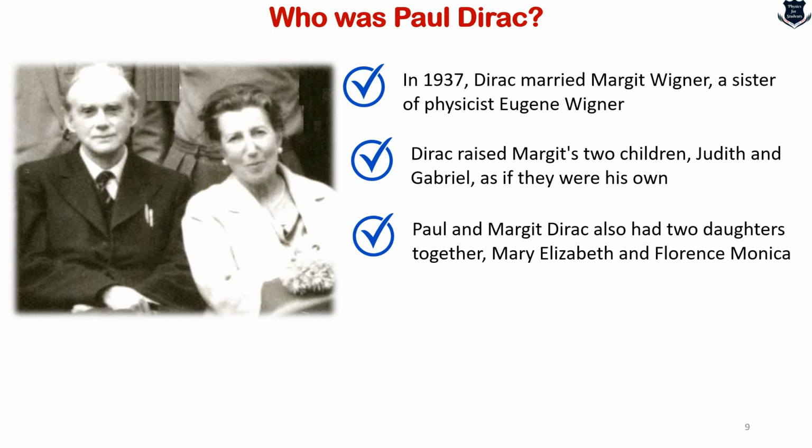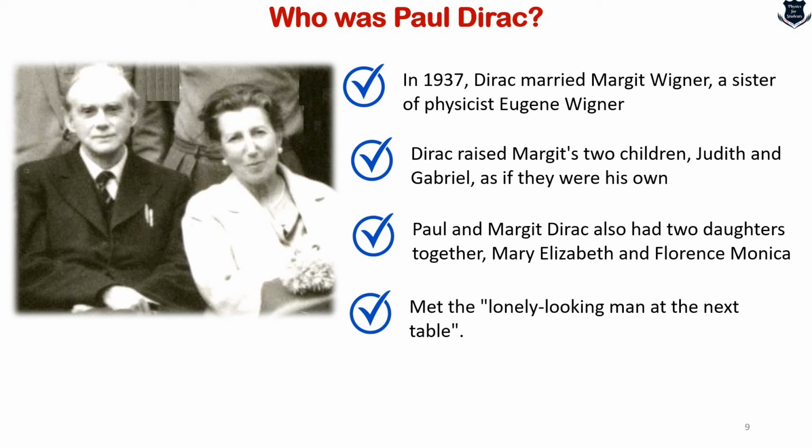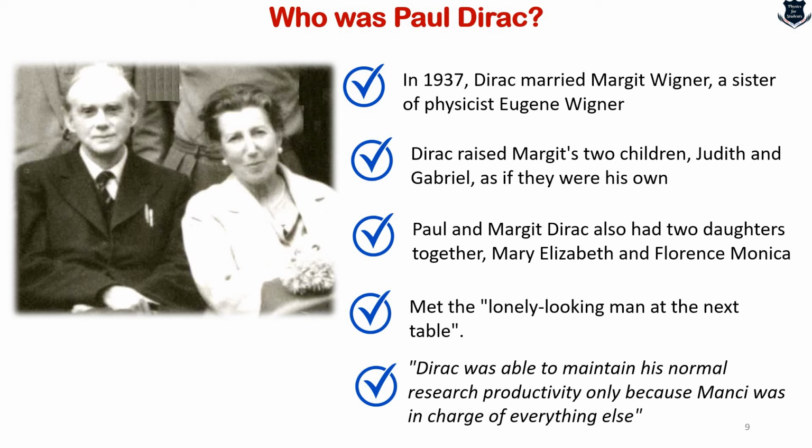Margit, known as Mancy, had visited her brother in 1934 in Princeton, New Jersey, from her native Hungary, and while at dinner at the Annex restaurant, she met the lonely-looking man at the next table. This account from a Korean physicist, Y.S. Kim, who met and was influenced by Dirac, also says, "It is quite fortunate for the physicist community that Mancy took good care of our respected Paul Adrian Maurice Dirac. Dirac published 11 papers during the period of 1939 to 1946, and Dirac was able to maintain his normal research productivity only because Mancy was in charge of everything else."